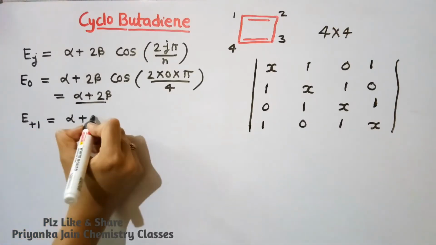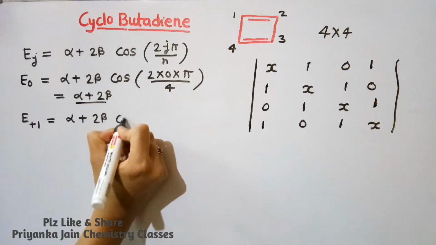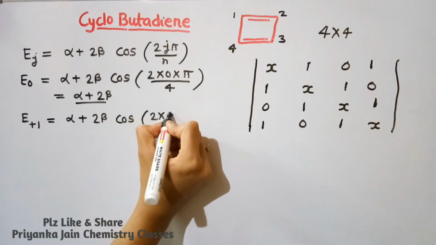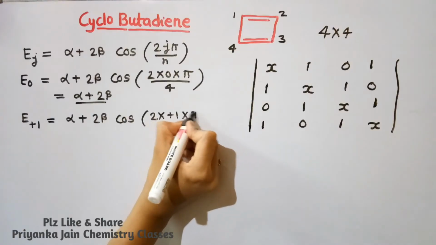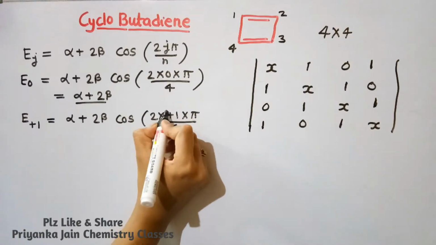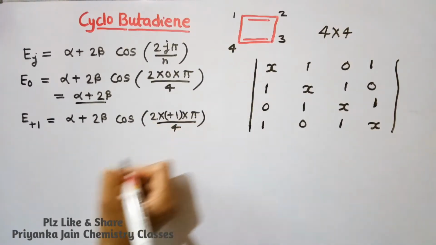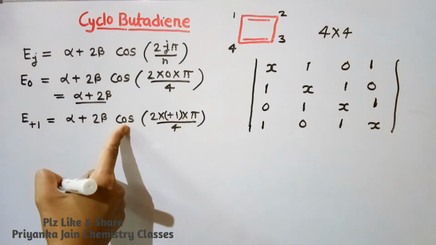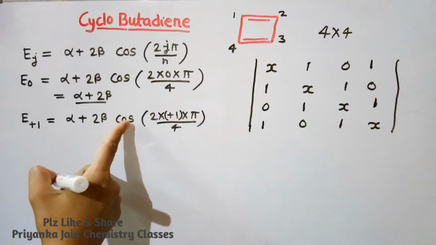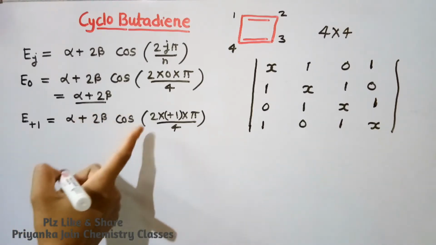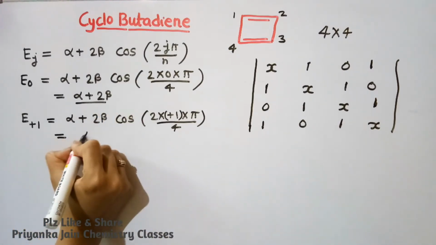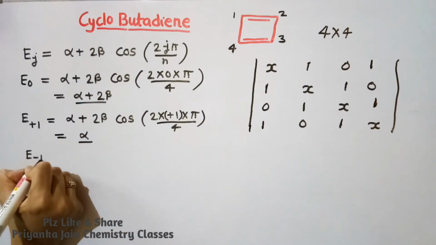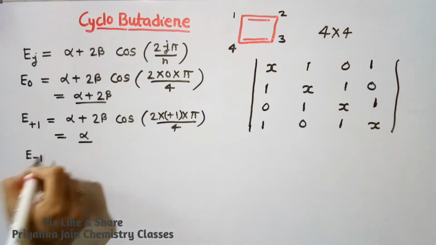So it will be equal to alpha plus 2 beta cos (2 into plus 1 into pi upon 4). Okay. So this will be now equal to pi by 2, and the value of cos pi by 2, it means cos 90, will be equal to 0. So this term will be 0. So this energy level is alpha. Okay. Similarly, see here for minus 1, when j is equal to minus 1.